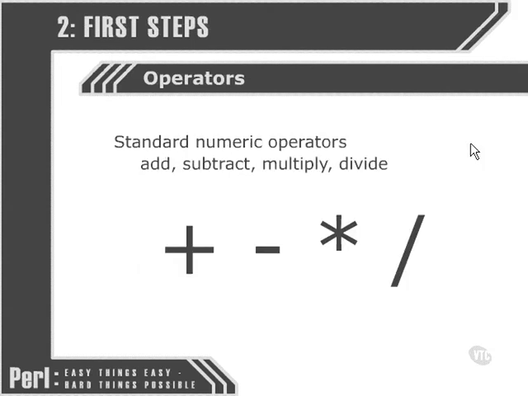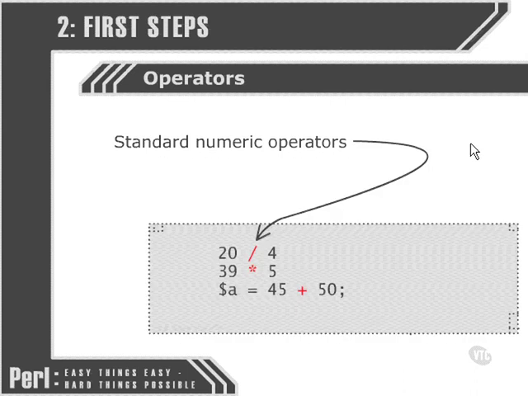We also have access to all the standard numeric operators we'd expect: addition, subtraction, multiplication and division. These may look a little different from what you're used to from mathematics. The plus and minus signs are very similar, but the multiply sign is more like an asterisk and the divide sign is a slash rather than the divide sign that we use in mathematics. They all do exactly the same thing as we'd expect them to, however.